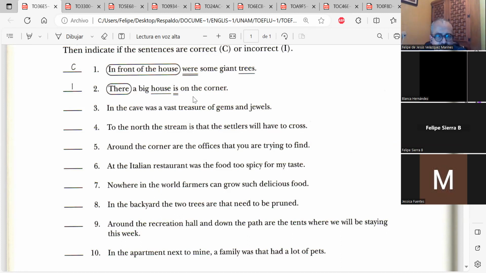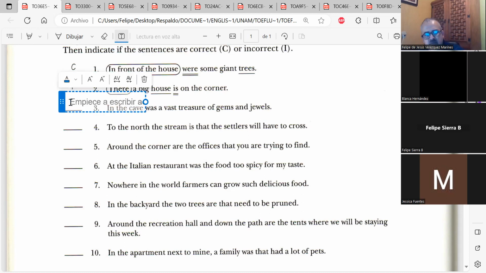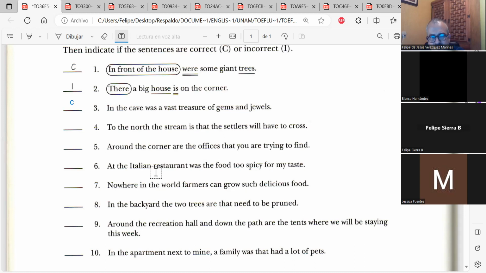Yes. Okay, number 3, Felipe. "In the cave was a vast treasure of gems and jewels." It is correct. Place, verb, subject. Yes. Correct. Okay, Blanca. "To the north, the stream is that the settlers will have to cross."